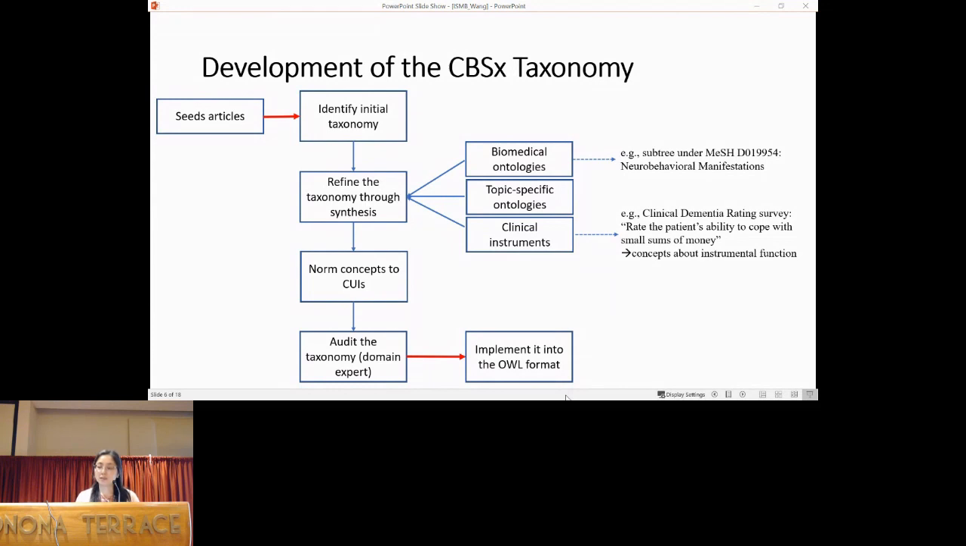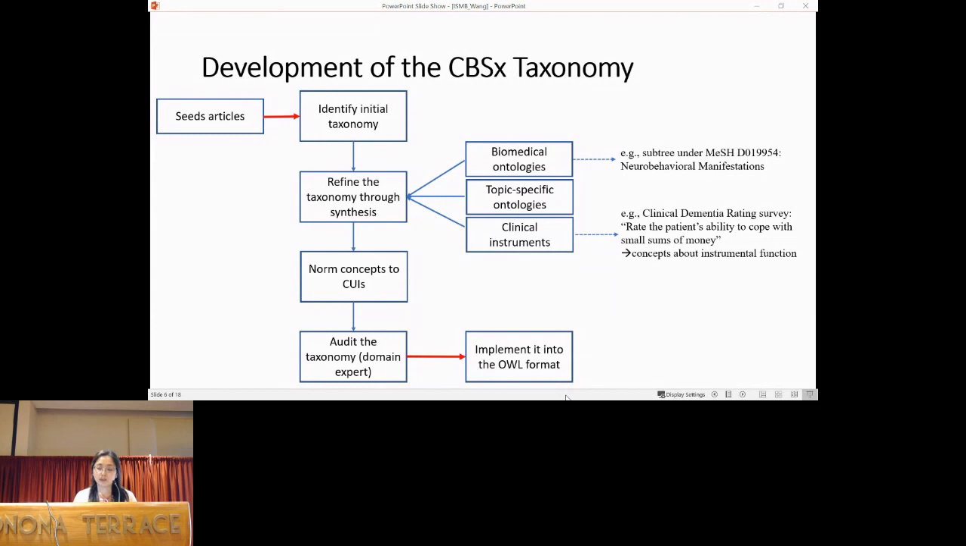To further enrich the current taxonomy, we also reviewed clinical instruments. For example, one of the instruments is the Clinical Dementia Rating survey. They have questions like, rate the patient's ability to cope with small sums of money. For example, how the patient lives, how they manage their money. So these kinds of concepts are all about assessing instrumental function. We reviewed these concepts and merged them into the taxonomy.